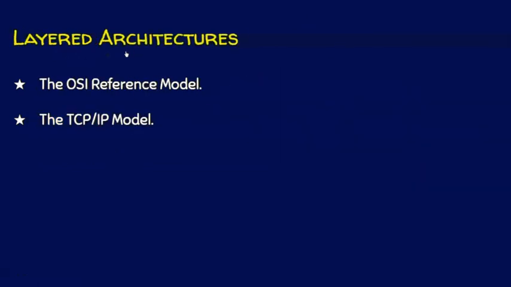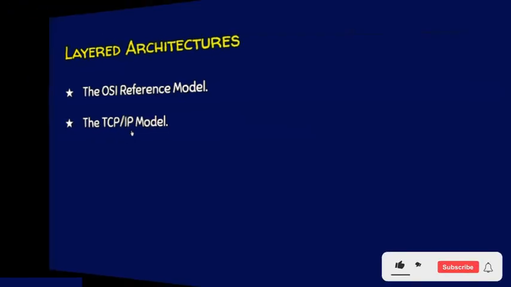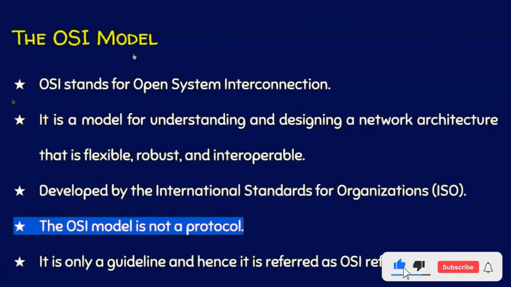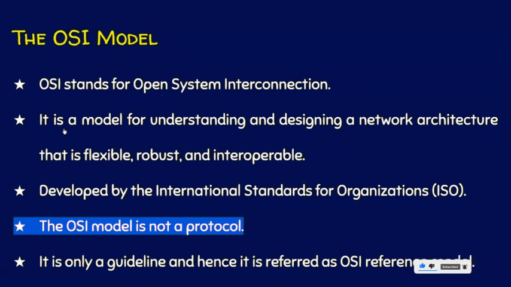Now we will see what are the layered architectures available. We are going to focus on 2 layered architectures in this series. Number 1, the OSI reference model, and number 2, the TCP/IP model. We will see the OSI reference model now. The OSI model. OSI stands for Open System Interconnection. It is a model for understanding and designing a network architecture that is flexible, robust and interoperable. If you don't understand this, just listen to this example.